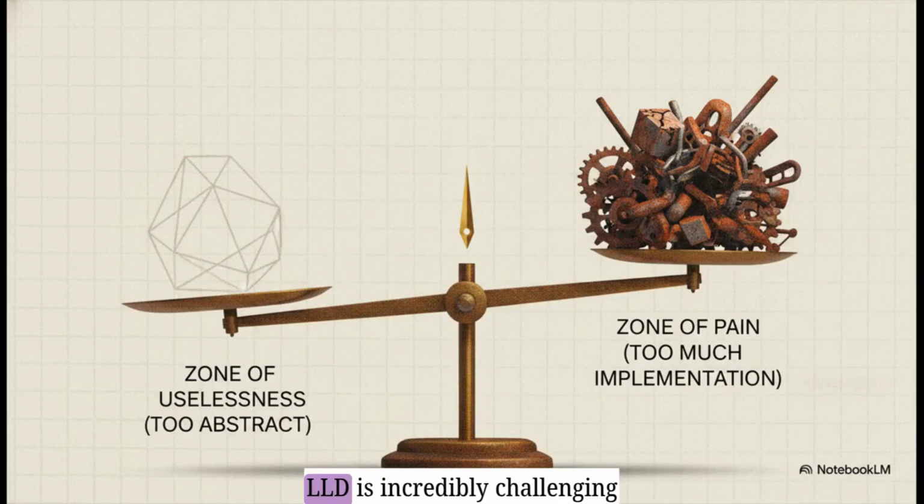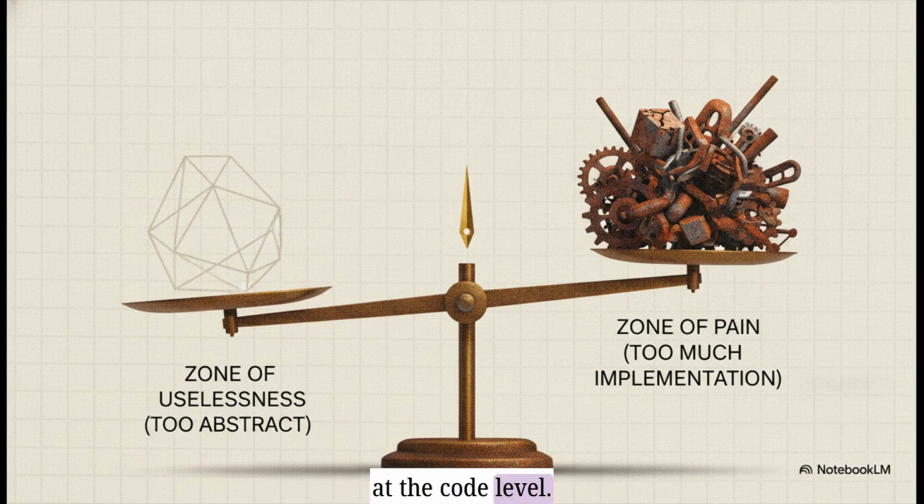But honestly, LLD is incredibly challenging in its own right. Developers have to manage these really complex structural trade-offs down at the code level. Our source material points out a fascinating balancing act here. If a developer makes their code too abstract, it enters what's called the zone of uselessness, meaning it becomes incredibly difficult for any other developer to actually understand or use. But conversely, if the code has way too much implementation and not enough abstraction, it enters the zone of pain. It becomes brittle, inflexible, and just a nightmare to maintain. Navigating away from that zone of pain is a constant, high-stakes battle for every developer.